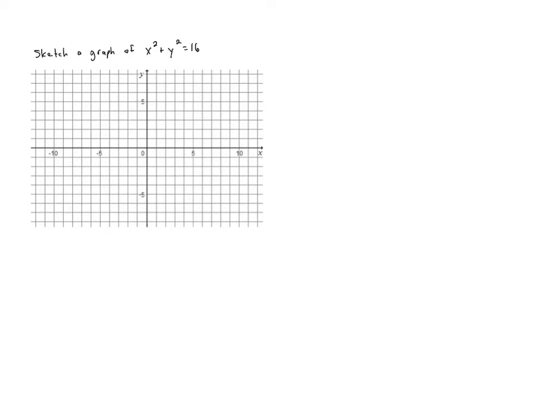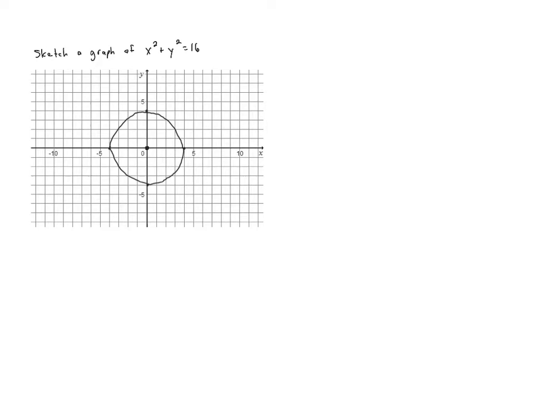Now, this is also going to be a circle. Notice we've got the x squared and y squared terms. It's going to be centered at the origin because there's nothing being subtracted from the x or the y. And because 16 is the radius squared, that means the radius will be 4. So we need to draw a circle centered at the origin that has radius 4. Okay, so it's not the best circle in the world, but it'll do.